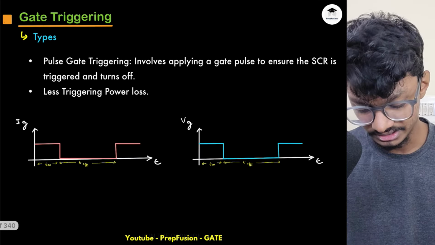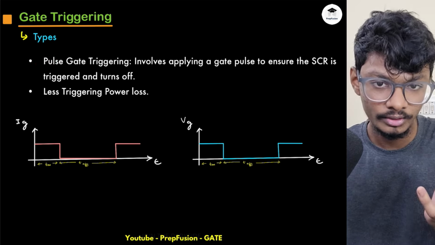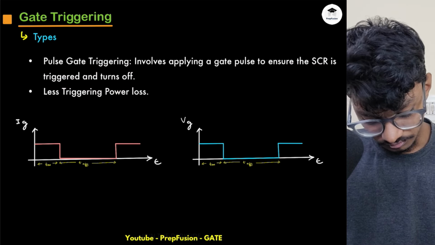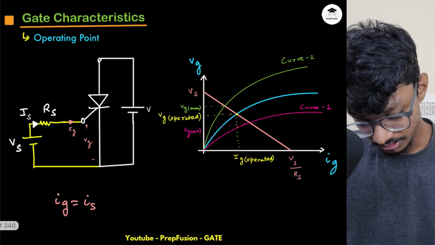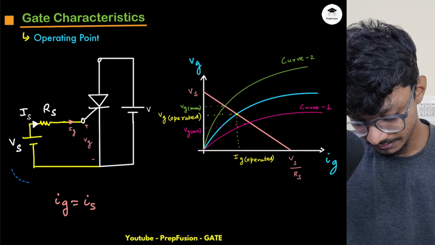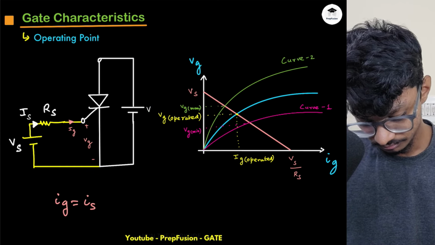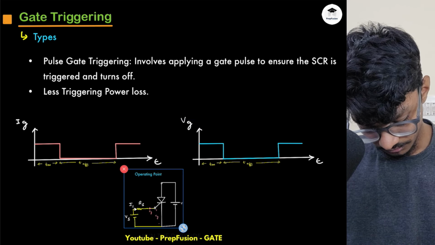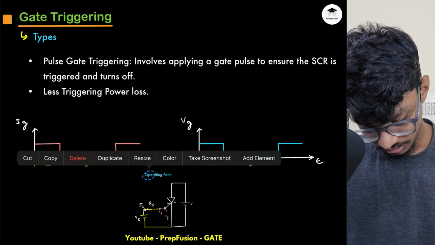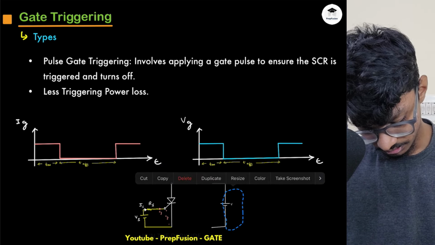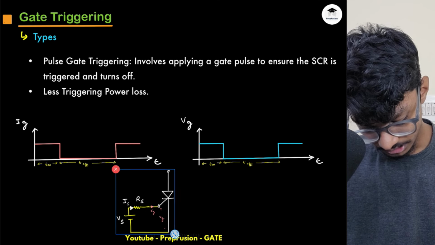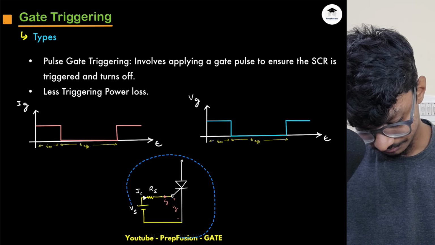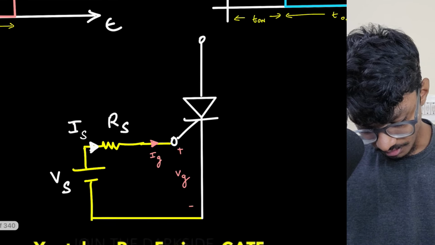But there is a better alternative, that is the pulse gate triggering, which just involves applying a gate pulse to ensure the SCR is triggered and then it turns off. Basically, I turn the gate circuit off. So here there will be a switch. I'll just copy this. This is too small. Delete this as well. So what will happen here is, just hold on, this way I can go there. There will be a switch here.